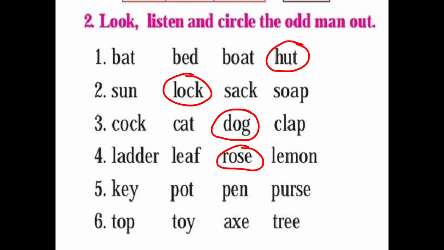Fifth one, key, pot, pen, purse. Now here everything is beginning with P except for key. Key starts with letter K. So key is the odd man out. Next, sixth one, top, toy, axe, tree. Here we have axe as the odd man out because it begins with A.